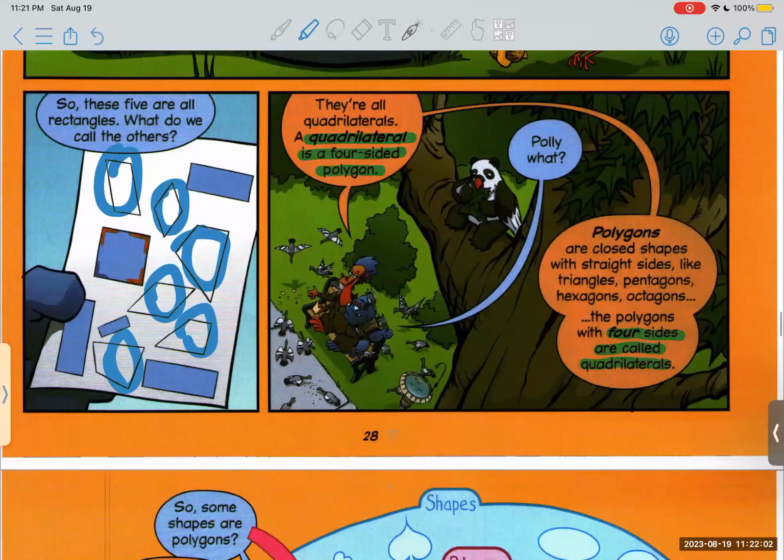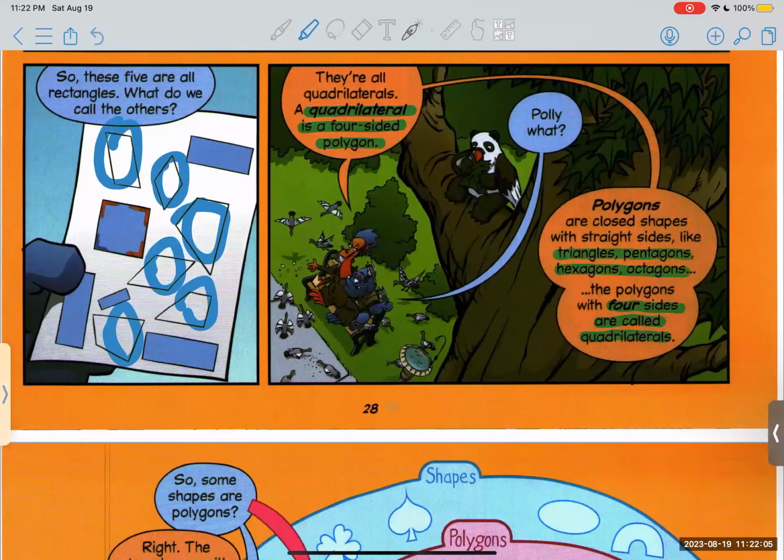So all of these triangles, pentagons, hexagons, and octagons are polygons. We know that a triangle is like this, with three sides. A pentagon has five sides. A hexagon has six, and an octagon has eight. So the polygons with four sides are called quadrilaterals. Okay. Do you have any questions? Thank you for the feedback.